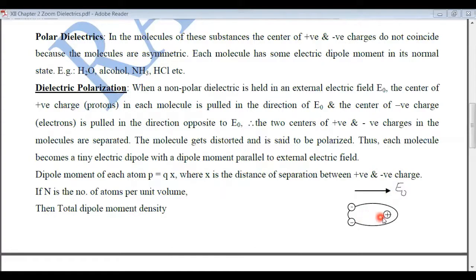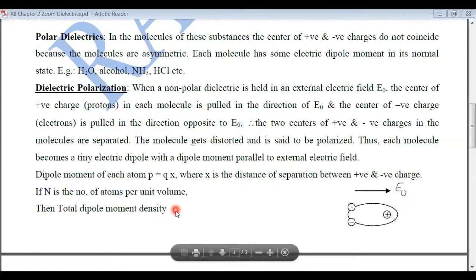So it becomes polarized. It gets some dipole moment, and the direction of the dipole moment will be along the direction of the electric field. Let us consider one atom. Q is the charge, and now let the center of the positive and the negative charges be separated by x distance. So the dipole moment of each atom will be given as Q into x. X is the distance of separation of positive and negative charge.